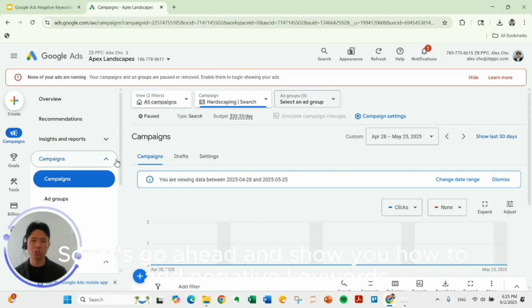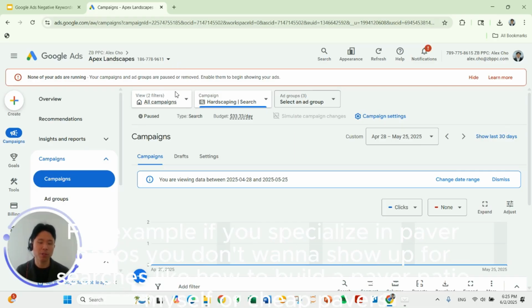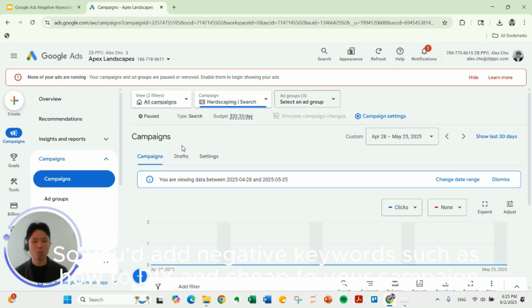So let's go ahead and show you how to add negative keywords. Say you're running a Google Ads campaign for your hardscaping business, and you want to make sure you're not wasting money on irrelevant clicks. For example, if you specialize in paver patios, you don't want to show up for searches like how to build a paver patio myself or cheap pavers. So you'd add negative keywords such as how to, DIY, and cheap to your campaign.